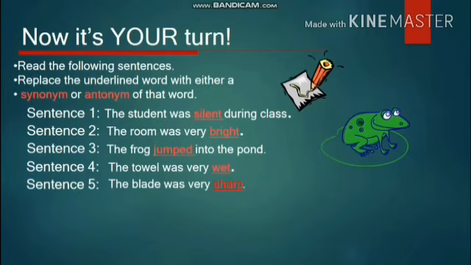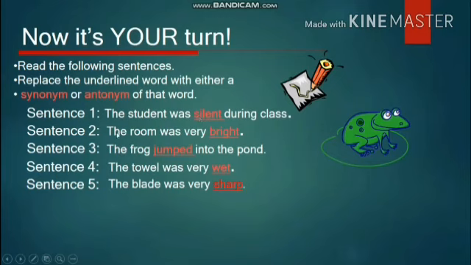Now, as you have learned what a synonym and antonym is, let's try some examples. As you can see here, you are given some examples. You have 5 examples here, and in all these examples the word written in red color is underlined. Either you will have to use a synonym for that, or you will have to use an antonym for that.